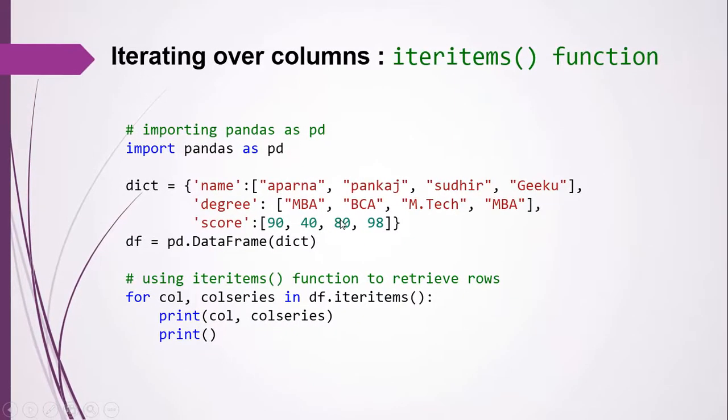So let us now see how to iterate over columns. To iterate, we have the DataFrame iteritems function, which will give you a vertical set of values. We will be getting a column label and a series of complete column values. For instance, for the first time we will be getting name as the column, with Arpana, Pankaj, Sudhir and Giku. Similarly, for the second time we will be getting degree as a column, and the series will be MBA, BCA, MTech and MBA, and for the third we will be getting score: 90, 40, 80 and 98.